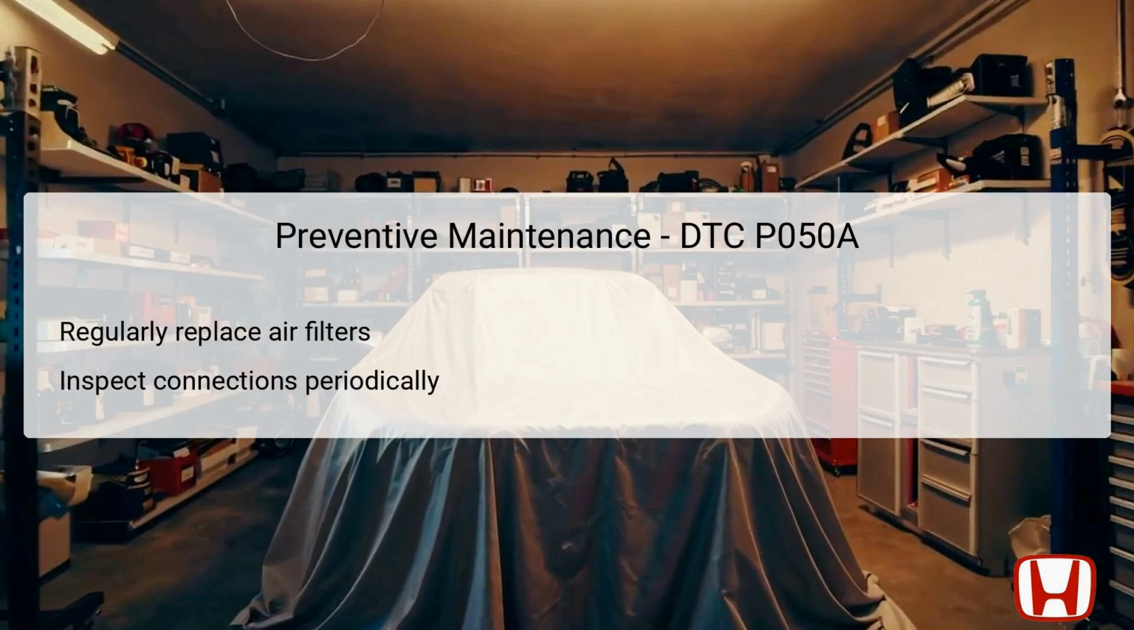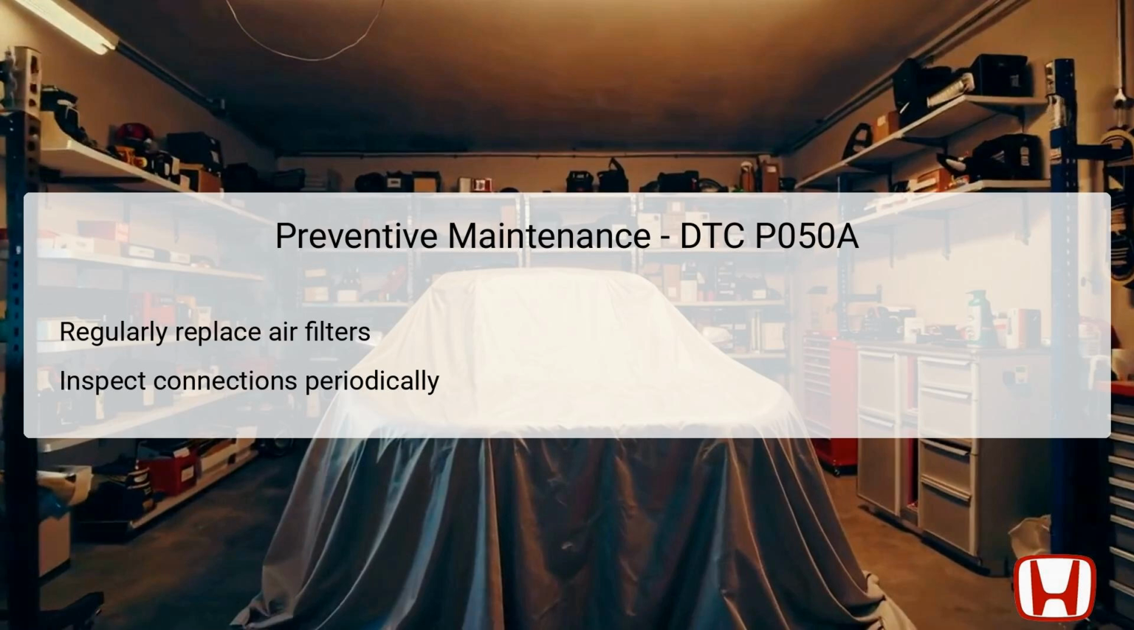To minimize the chances of encountering DTC P050A in the future, implementing a rigorous preventive maintenance schedule is essential. Regularly replacing the air filters and cleaning or checking the air cleaner assembly can significantly improve air intake quality, preventing issues associated with the idle air control system.